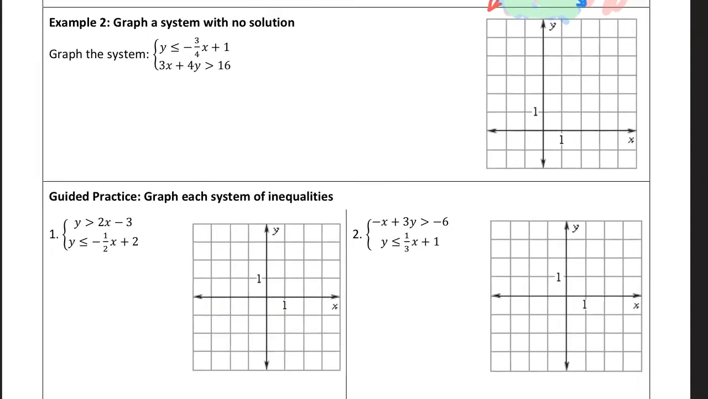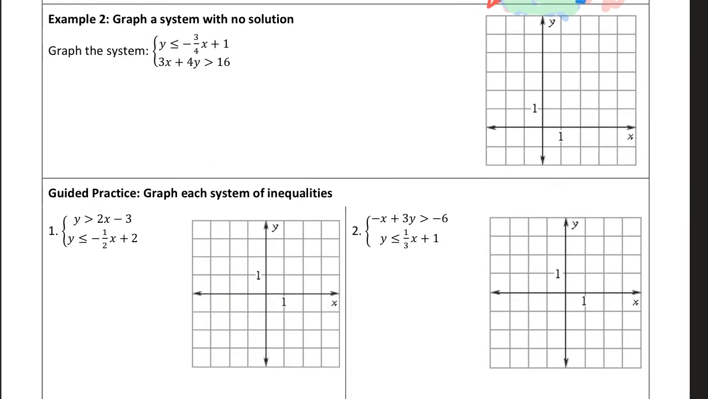In the next example, the first equation is already in y equals mx plus b, which makes it, I think, easier to graph. So I've got a y-intercept of 1, slope of -3/4. So I go down 1, 2, 3, right 1, 2, 3, 4 from the y-intercept. And that is a solid line.